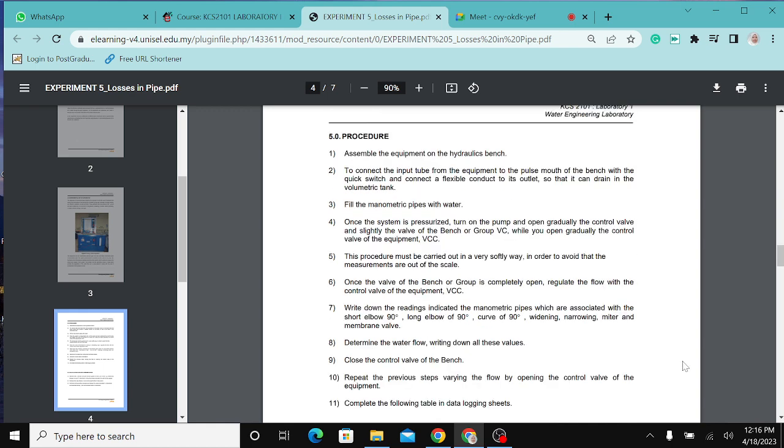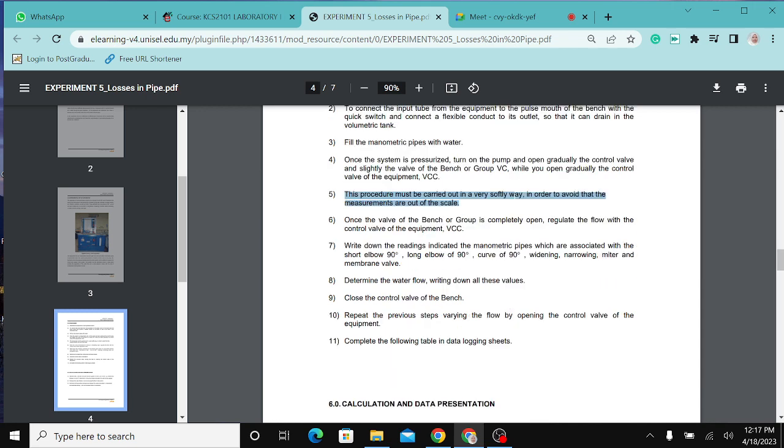Assemble all the equipment and connect the input tube from the equipment to the pulse mouth of the bench, then fill the manometric pipes with water, and check once the system is pressurized. Turn on the pump and gradually open the control valve and slightly the valve of the bench of group BC, while you gradually open the control valve of the equipment. Make sure the procedure is carried out very softly to avoid the measurements going out of the scale. Okay, so step number 5 is an important one.